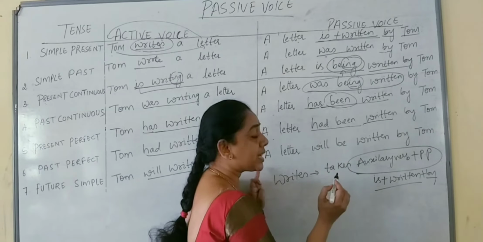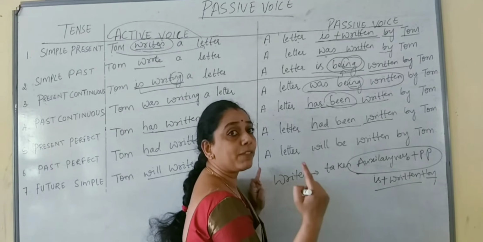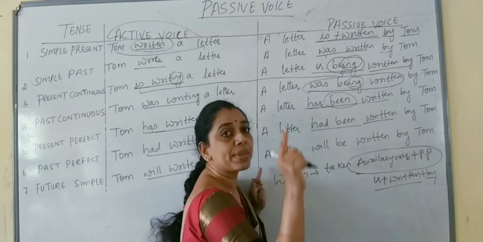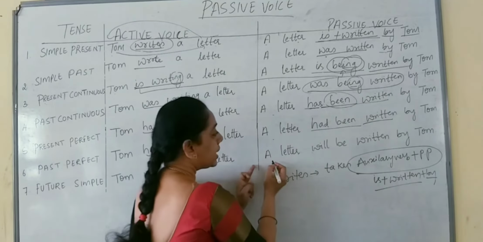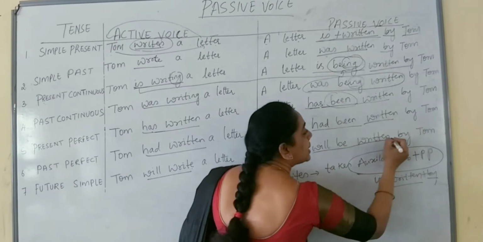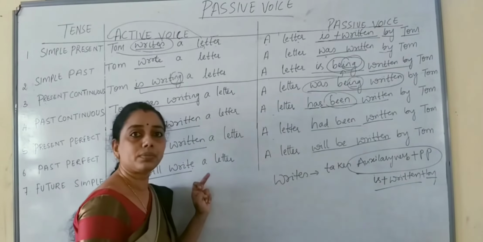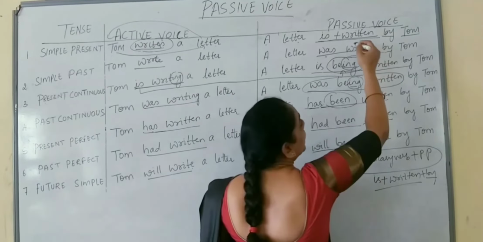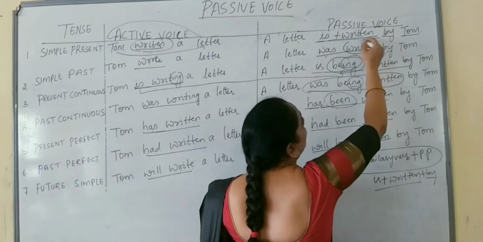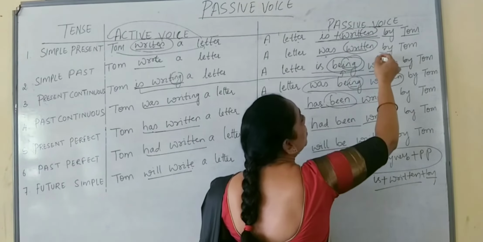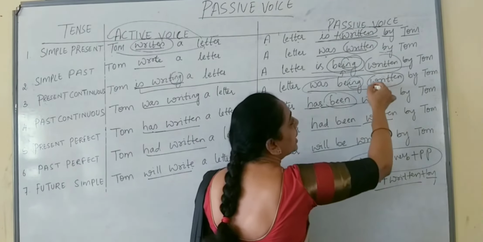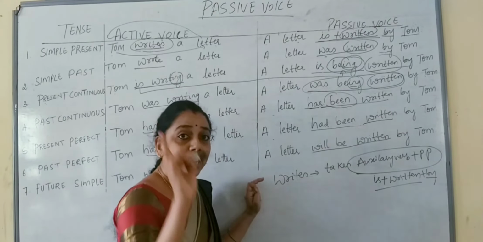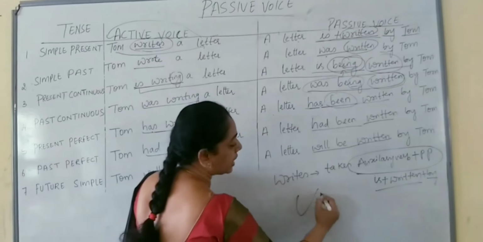So, in future tense, in passive voice, for will, what should you write? Not B form, sorry, you have to take be. See, a letter will be written by Tom. Will be written by Tom. Look at this. This word write is every time only in past participle form, it is not in any other form of the verb. It has to be written in V3 form.